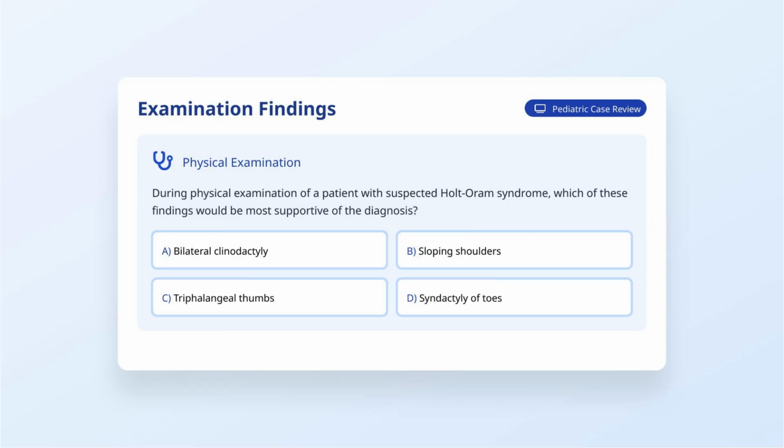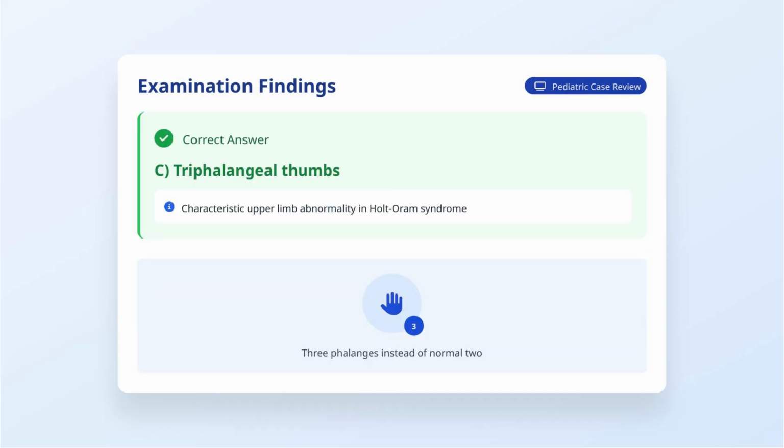During physical examination of a patient with suspected Holt Oram syndrome, which of these findings would be most supportive of the diagnosis? A. Bilateral clinodactyly. B. Sloping shoulders. C. Triphalangeal thumbs. D. Syndactyly of toes. The correct answer is C.